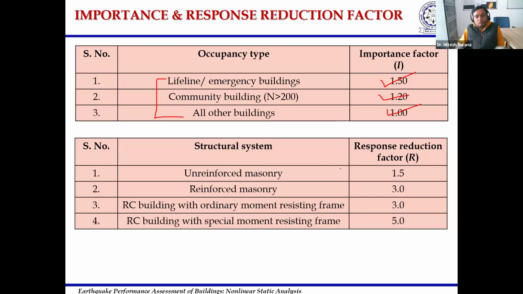Similarly, if we see the response reduction factors that are given in the code, primarily the response reduction factor indirectly gives us an idea of how much ductility is available in that particular type of structural system. So if it is unreinforced masonry, it has less ductility as compared to reinforced masonry. Then an ordinary moment resisting frame has lesser ductility as compared to a special moment resisting frame, which is designed and detailed following the provisions of IS 1893 and IS 13920.